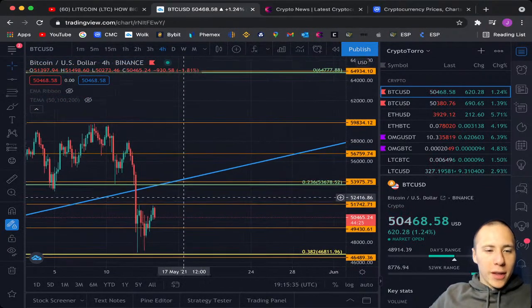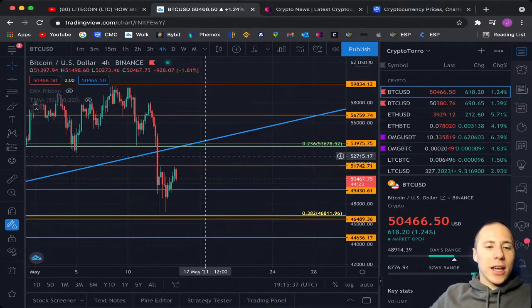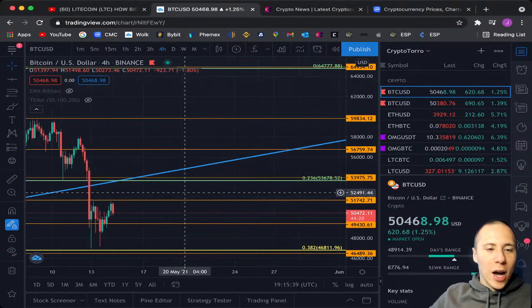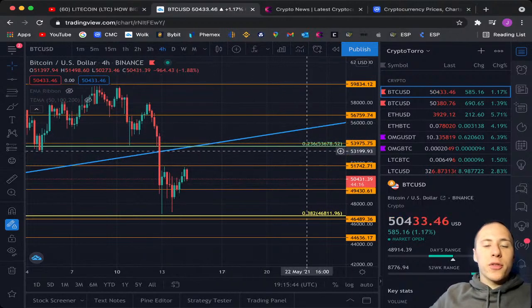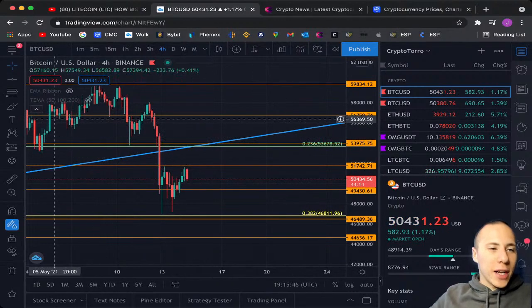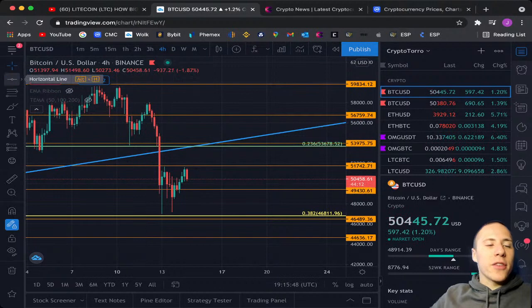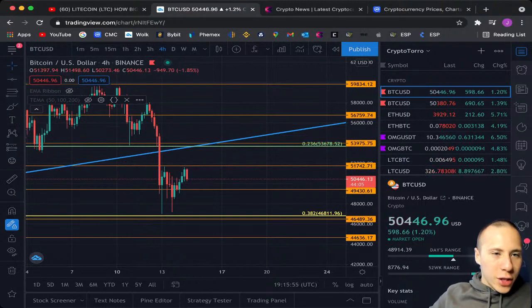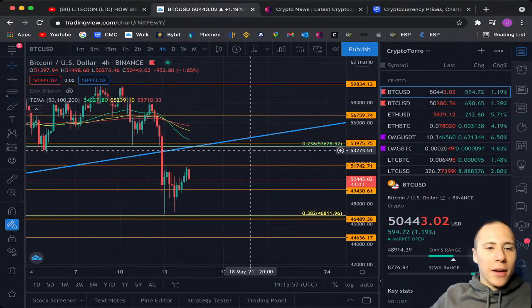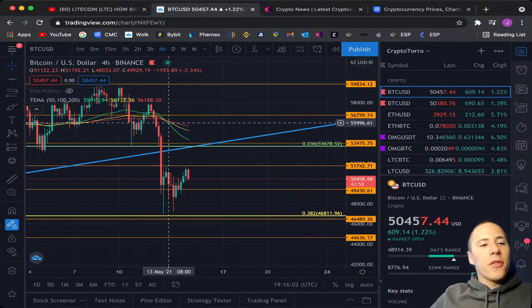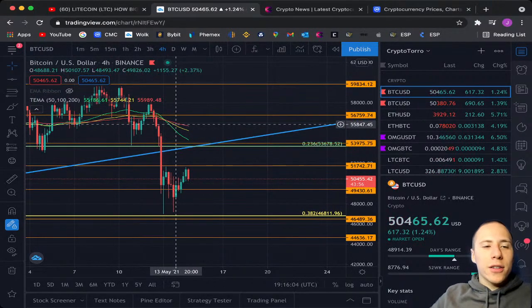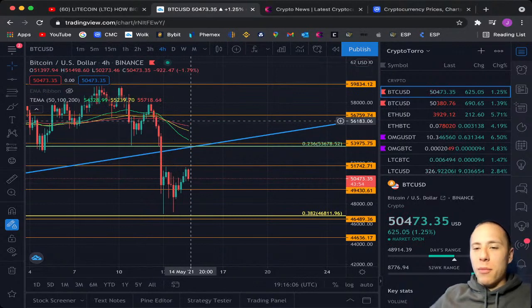What we were looking at is how Bitcoin will be breaking above this 0.3236 Fibonacci level at approximately $53,678. And what I wanted to show you right away were the moving averages of the past: the 50-day moving average, the 100-day moving average, and the 200-day moving average.